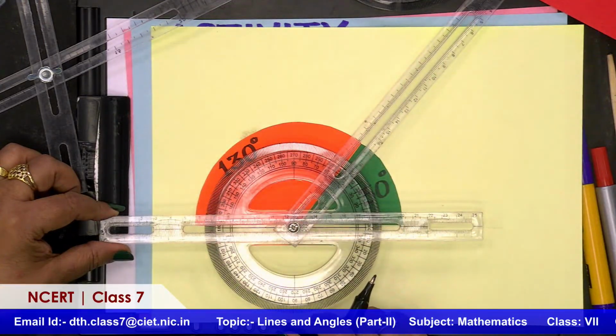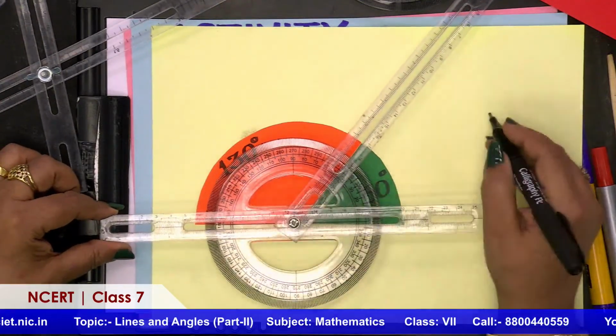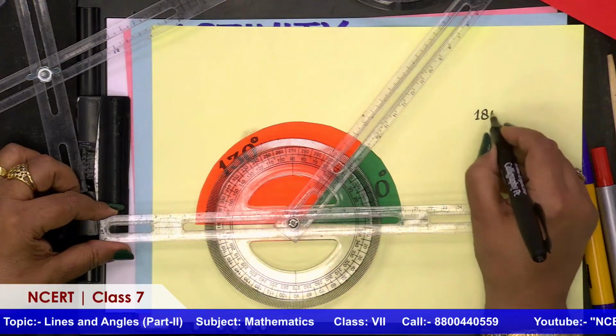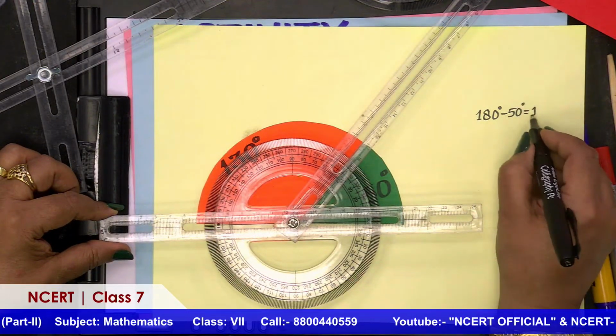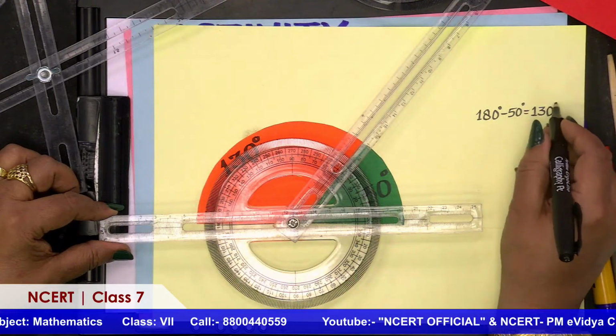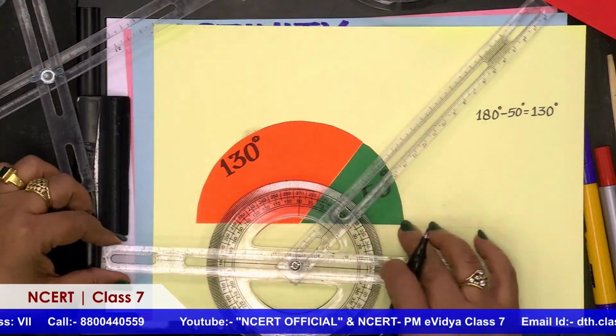It will be 180 minus 50 degrees. Yes, you are right. How much is it? 180 minus 50 degrees is equal to 130 degrees. Alright. So, this is also forming a linear pair.